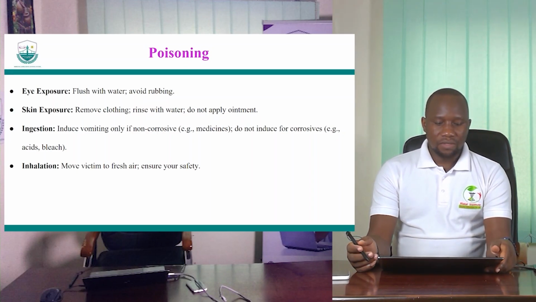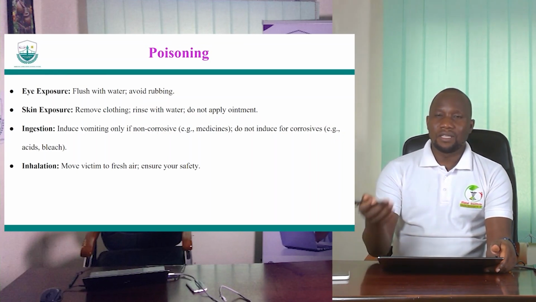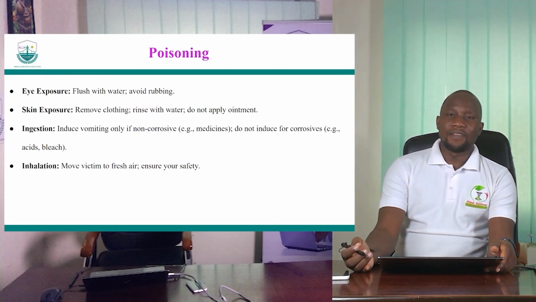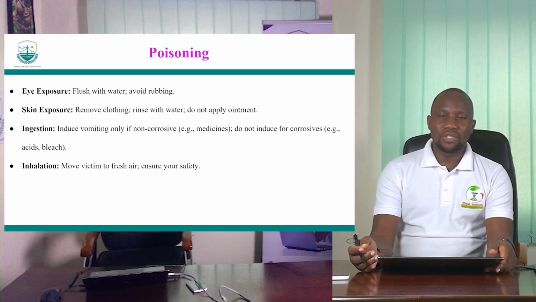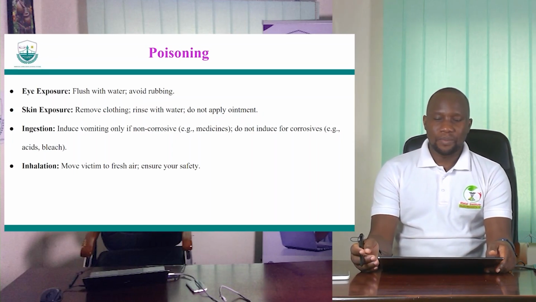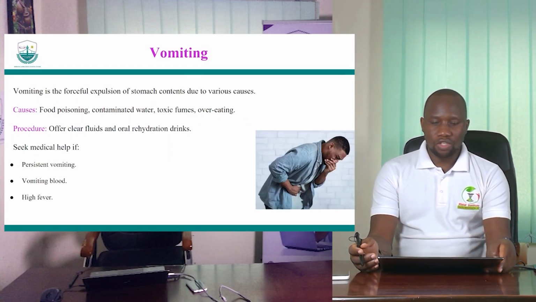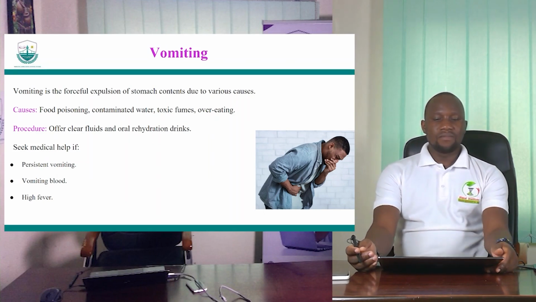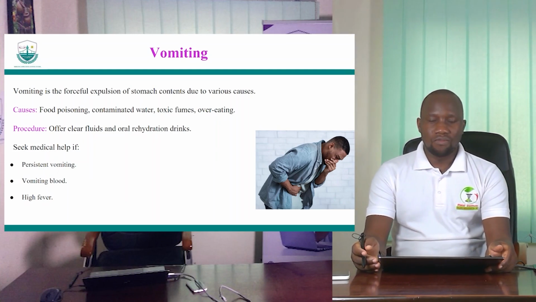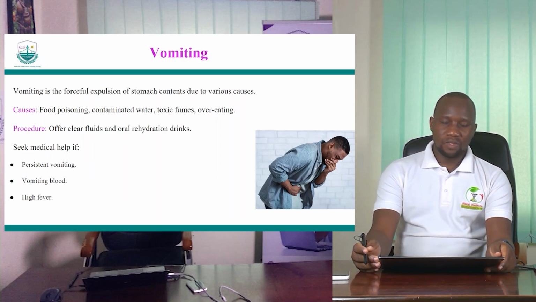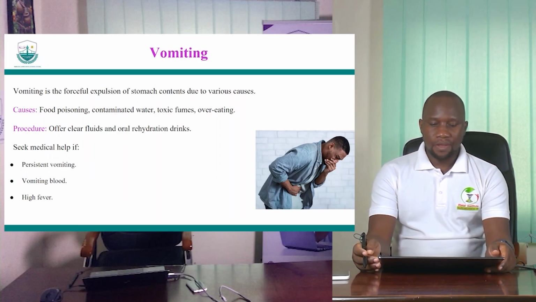And then inhalation. This is to say the patient inhaled the poison into their body. Just make sure that you remove them from the source of that poison, and then, of course, take them for medical evaluation. And then vomiting, which is the forceful expulsion of the contents of the stomach. The causes of vomiting are quite many. It could be poisoning, it could be toxic fumes, could be overeating.